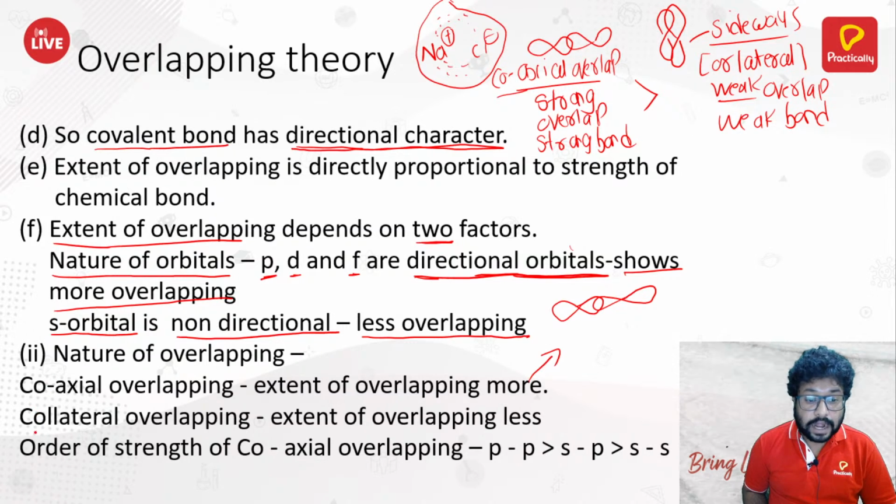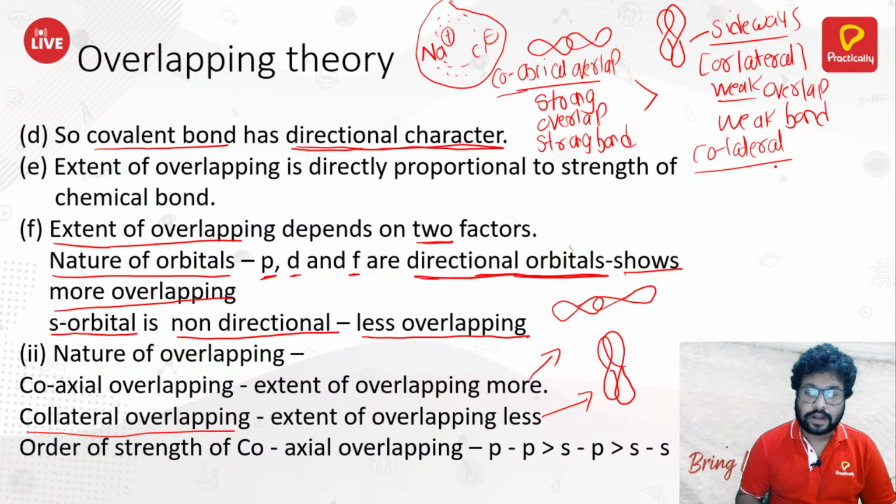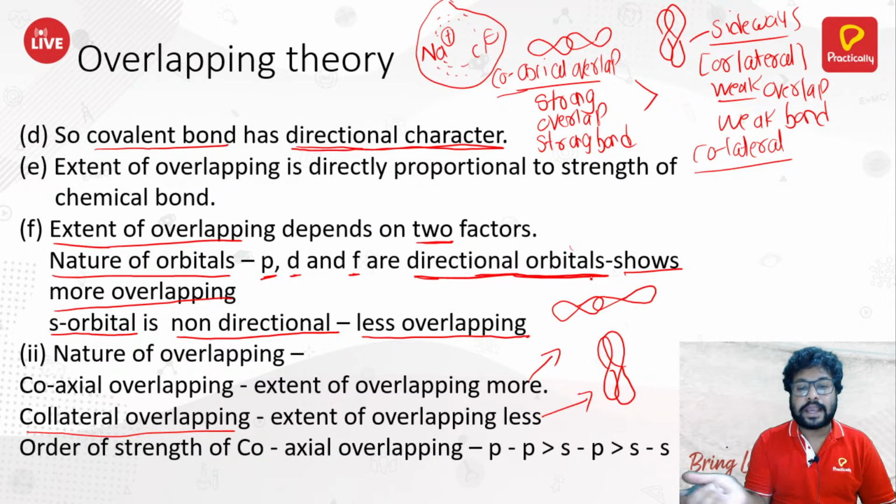strong. With the collateral overlapping, what is collateral? This is the collateral. This is our collateral overlapping. I wrote here lateral, that is collateral. So in collateral overlapping is less. Why? Because the contact is not that strong as much as it is in a coaxial overlapping. Okay? So for the coaxial overlapping, extent of overlapping is more, hence the bond is stronger. For the collateral overlapping, extent of overlapping is less, hence the bond is weak.